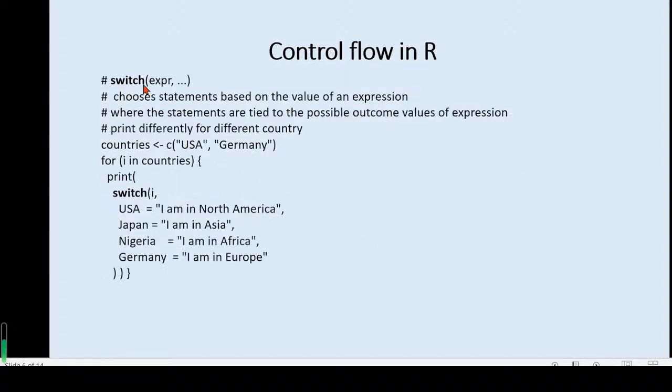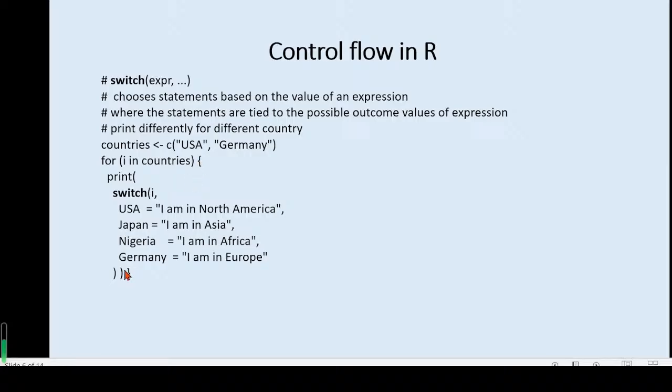And switch is also a control flow with an expression. So it chooses statements based on the value of an expression, where the statements are tied to the possible outcome values of the expression, then print differently for different countries. For example, we set a vector called countries with two elements, USA and Germany, inside this vector. Then we can write a for loop, for i in countries. Countries is this vector.